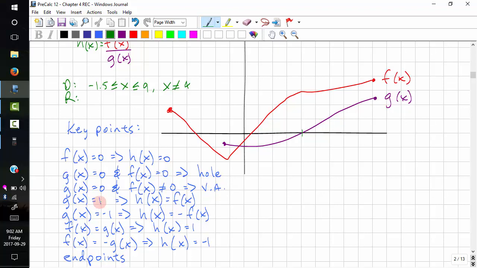And if g of x equals 1, that means we're just doing f of x divided by 1, which is f of x. And similarly, if we have g of x equal to -1, it's just negative f of x. If f and g are equal, then we have h of x equals 1. And if f is the negation of g of x, then h of x equals -1. Again, we have endpoints and grid points.